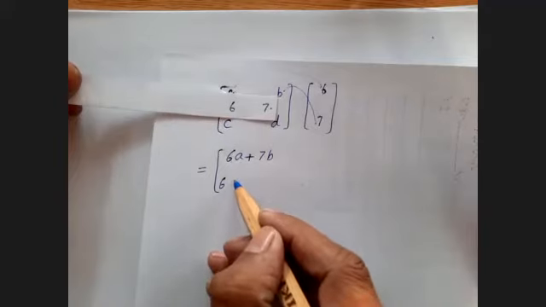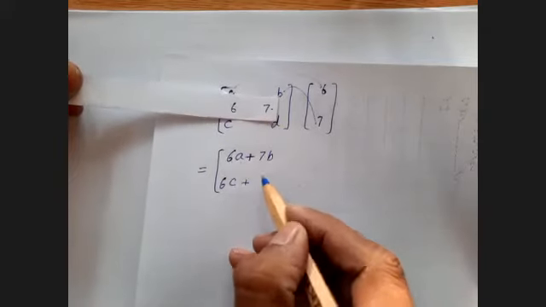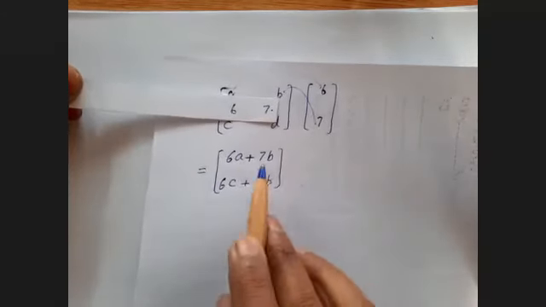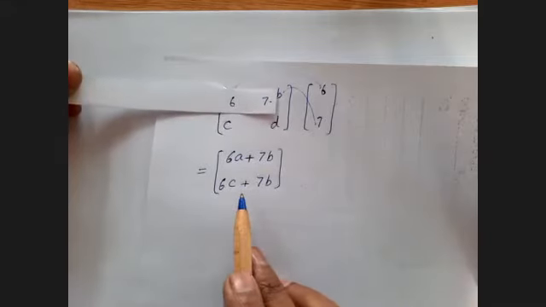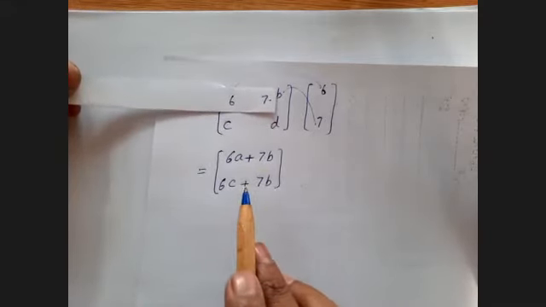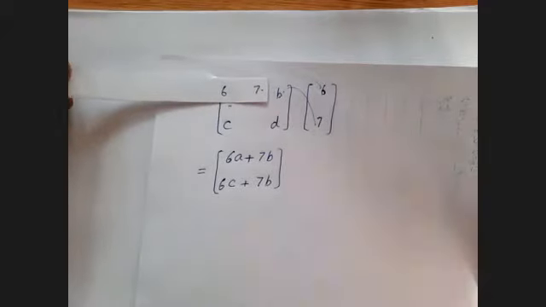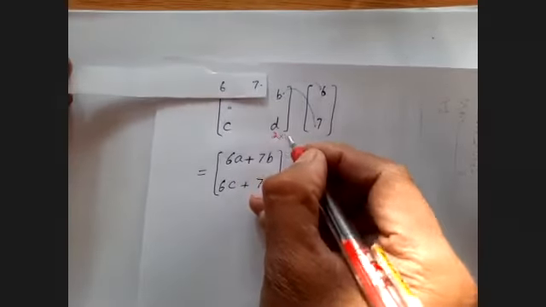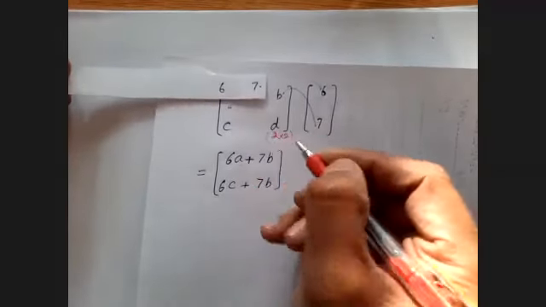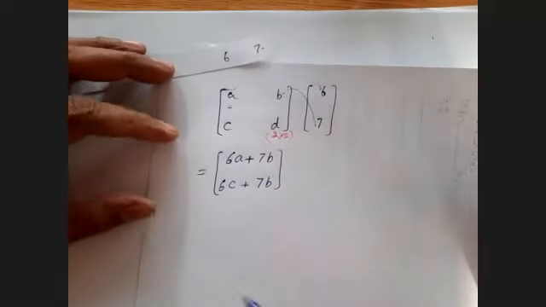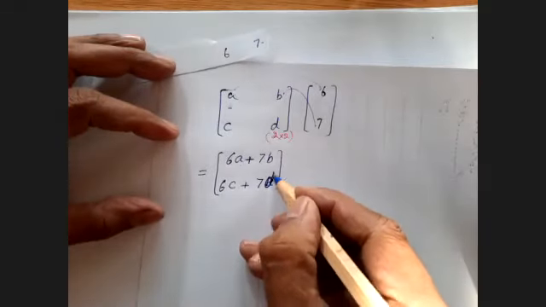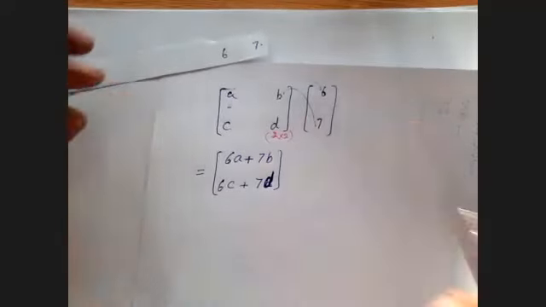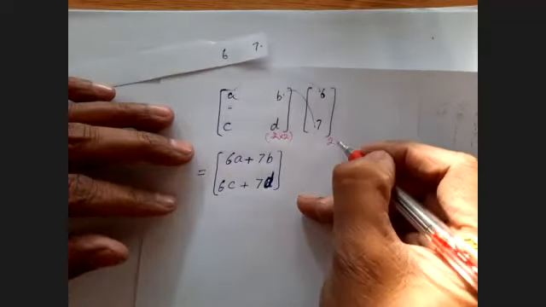6c plus 7b and the bracket close. Okay. Now there is a sign of plus in between. You must remember this. Now you will have to observe the order of the matrix again. You can see that here the order of the matrix was 2 into 2. Oh, sorry. Here it is 7d. It is 7d. Okay. And this order is 2 into 1.